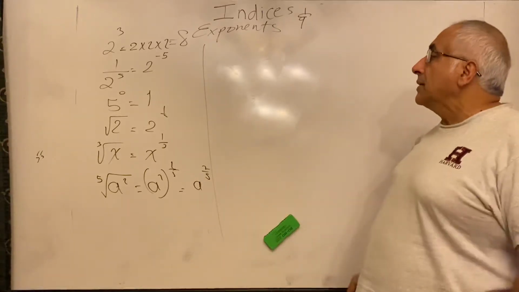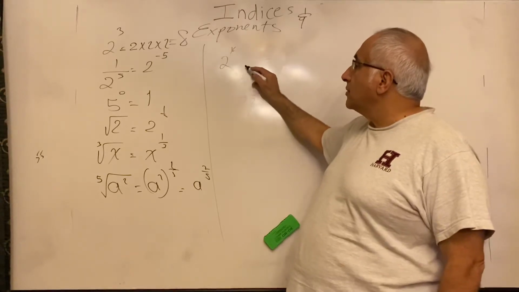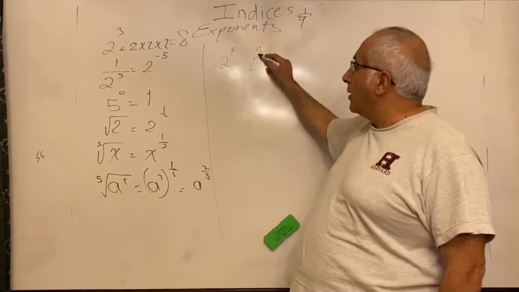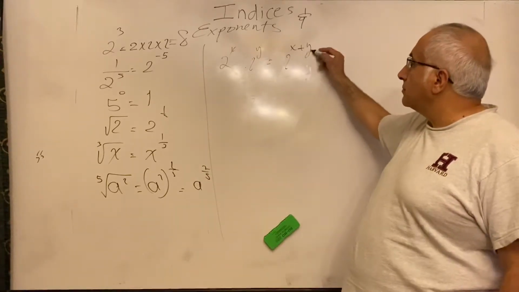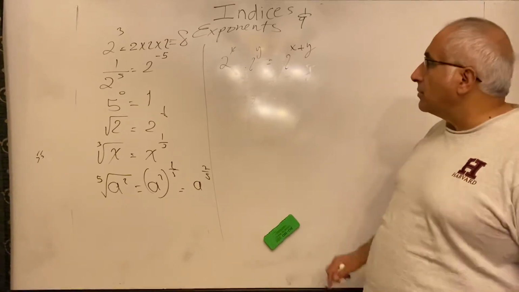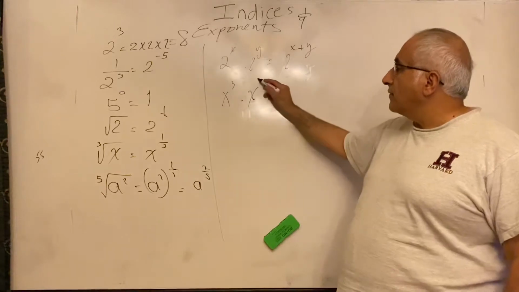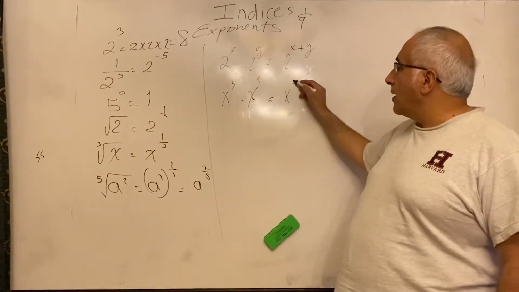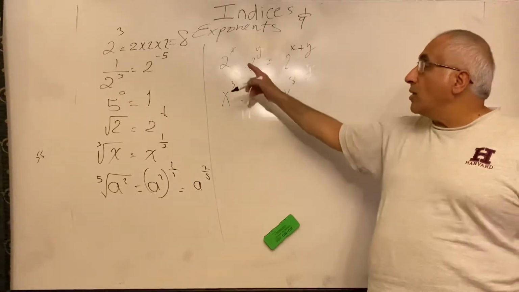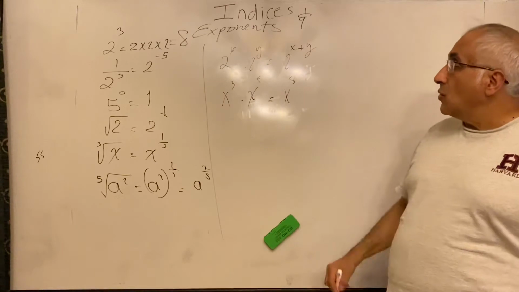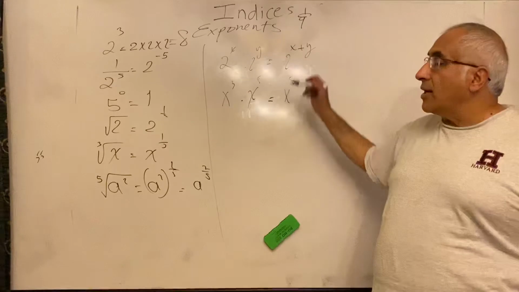Now, whenever we say 2 to the power x times 2 to the power y, if the bases are the same, then we add the powers. Okay, for example, x to the power 3 times x to the power 5 is x to the power 8. So what's going on here? Whenever we have the same base, when we multiply, we add the powers. Same here, same base, so the powers, we add them up.